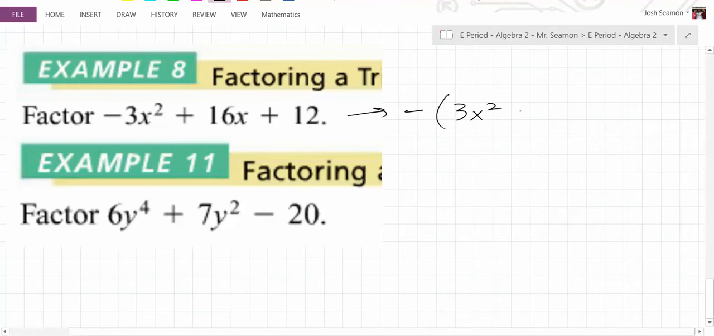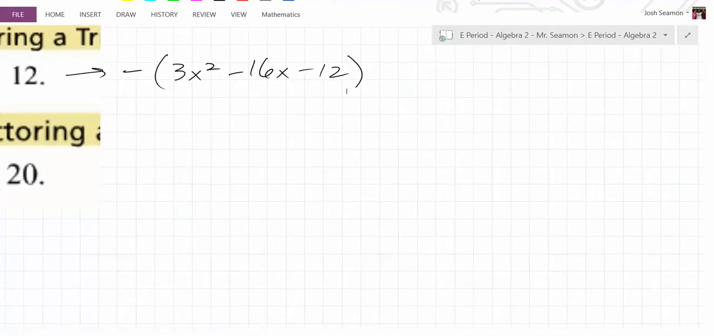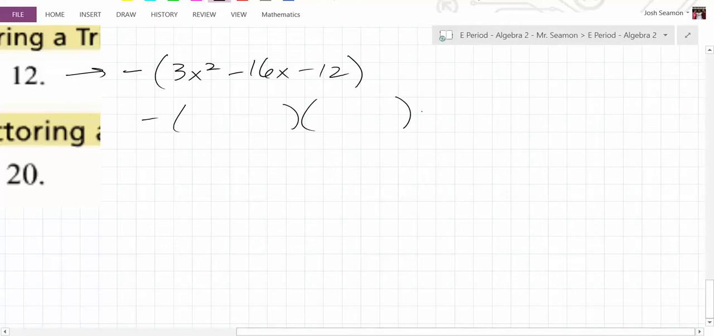3x squared what? Minus 16x plus? Oh, not plus. Minus what? Okay, so that negative is just along for the ride. Now we have something that has a positive first coefficient. But we're turning this into something x plus something times something x plus something. It's 3x squared though, right?